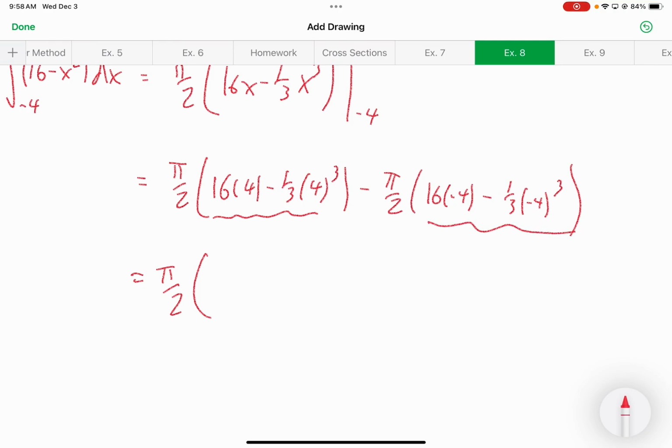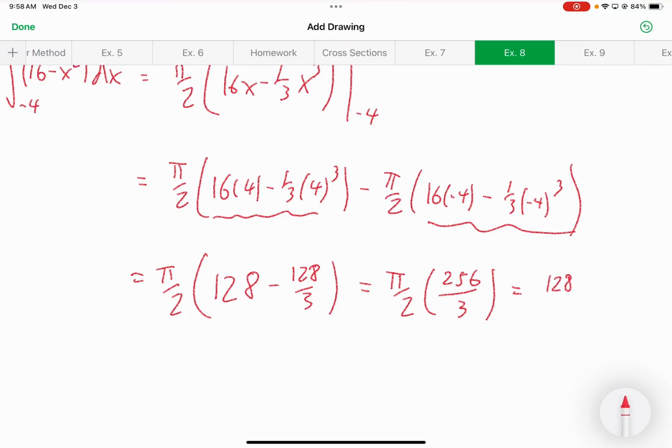Okay? So 16 times 4 is 64 again. And I would have minus a -64, so that's going to, again, give me 128. And then this would be -64 over 3, and another -64 over 3, so minus 128 over 3. Okay, so again I would get pi over 2 times 256 over 3. 256 divided by 2 is 128, so 128 pi over 3 units cubed.